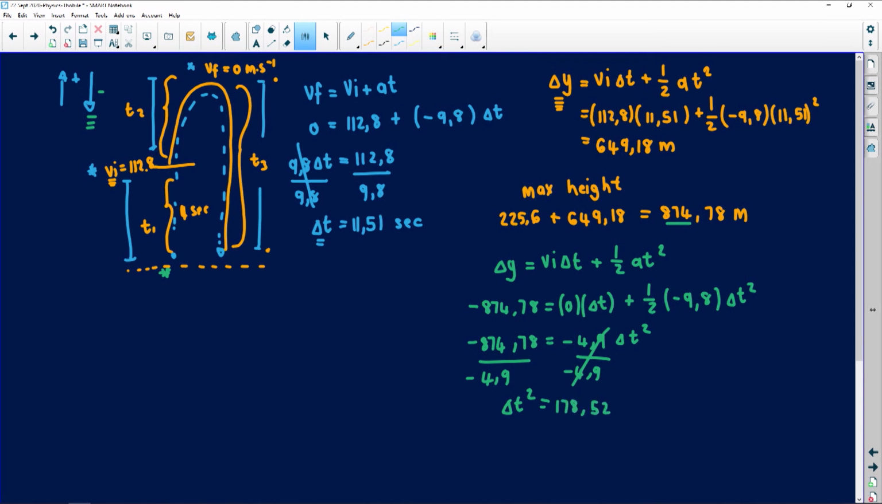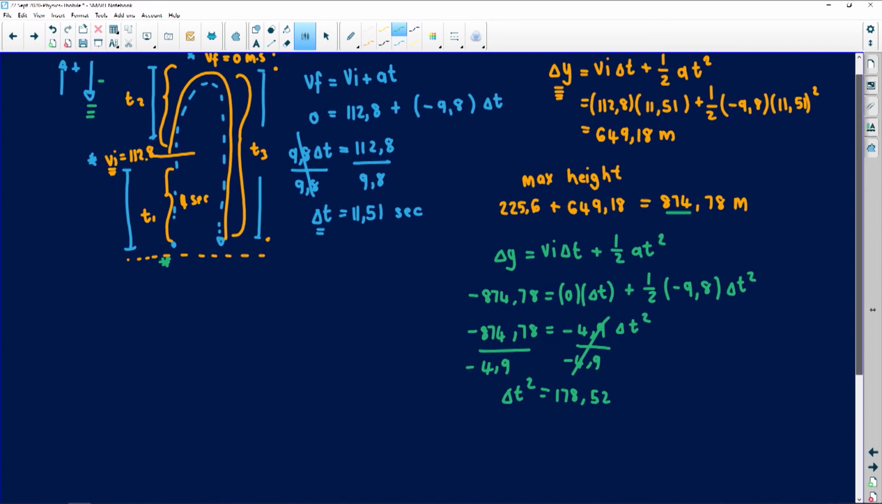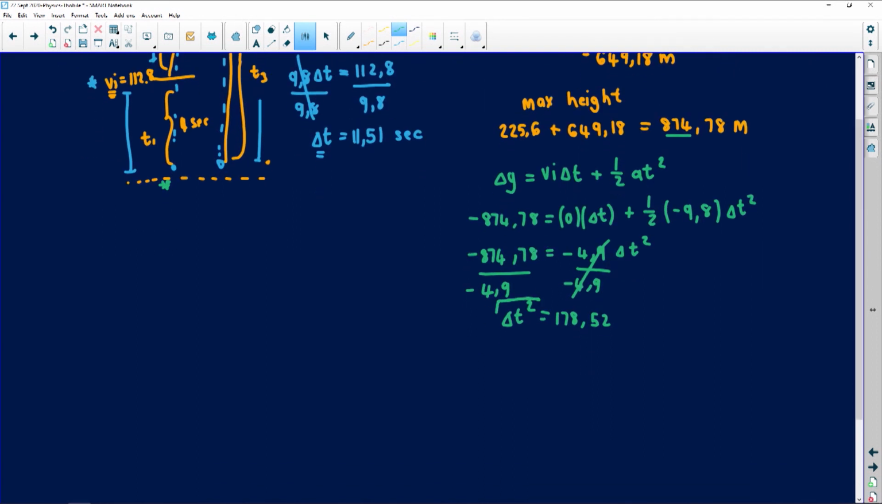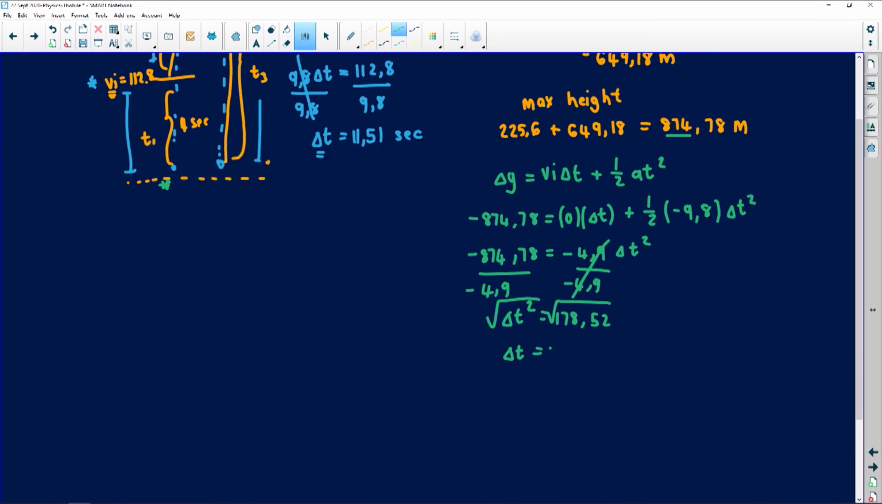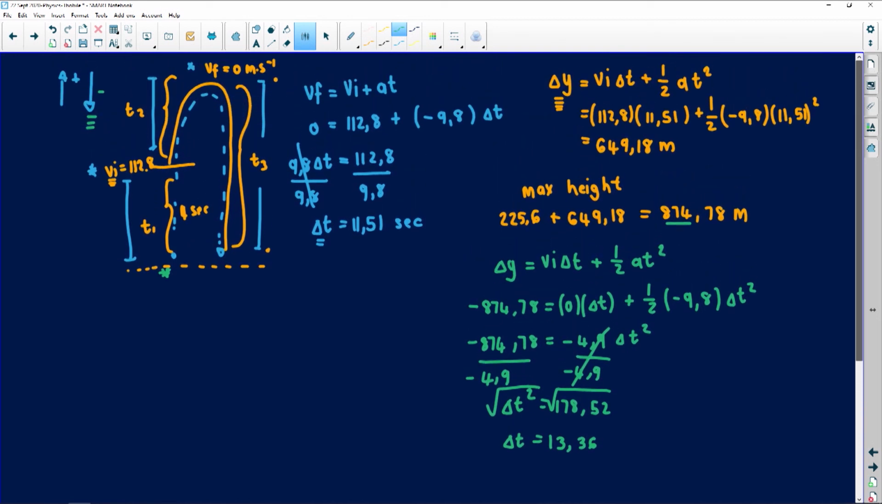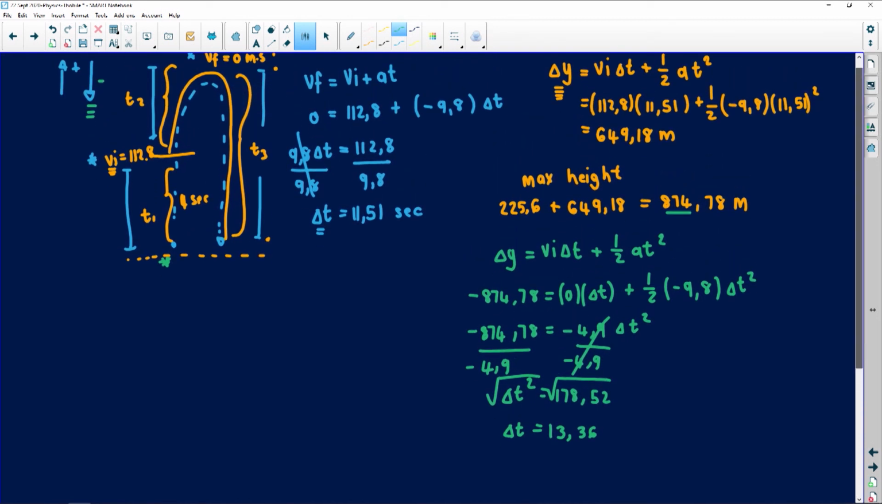Let me just write that down. 178.52, SI unit for time. But remember, I'm not looking for time squared. I'm looking for time. I'm going to put this in a square root. Let's see what we get there. I'm going to put it exactly as it is as my answer. I'm going to get 13.36. Always remember, to 2 decimal places. If it's a number 5 or greater after the second number, then we round it off. So this is now the total time that this object has traveled from maximum height coming down.